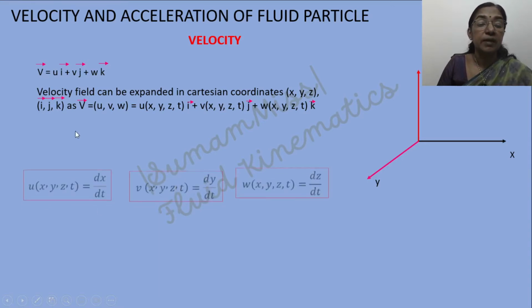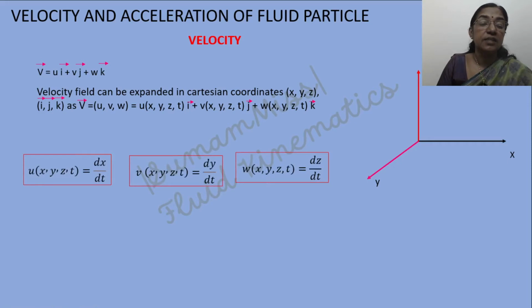So u can be written as u equal to, it's a function of x comma y comma z comma t, that is equal to dx by dt, and v is written as dy by dt, and w is equal to dz by dt. So the resultant velocity is equal to root of u square plus v square plus w square. The relative position of this fluid particle is thus not fixed, and it varies from time to time.